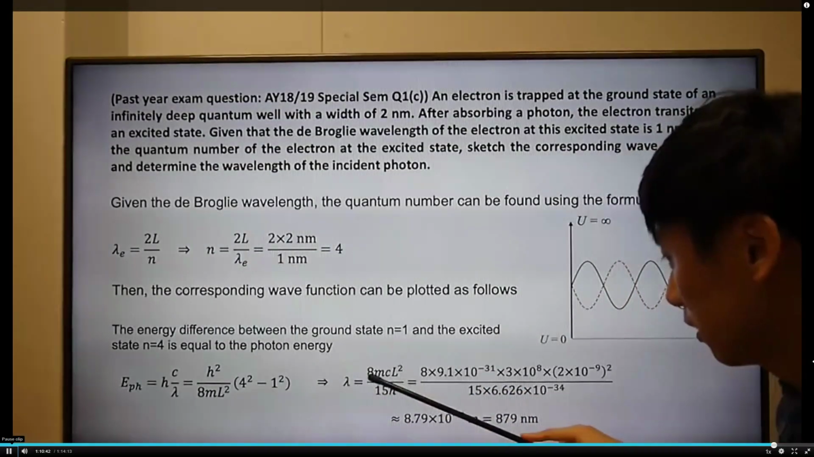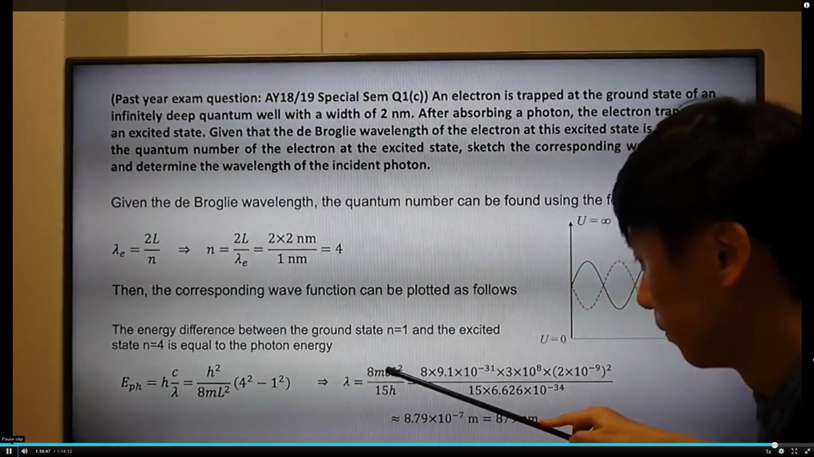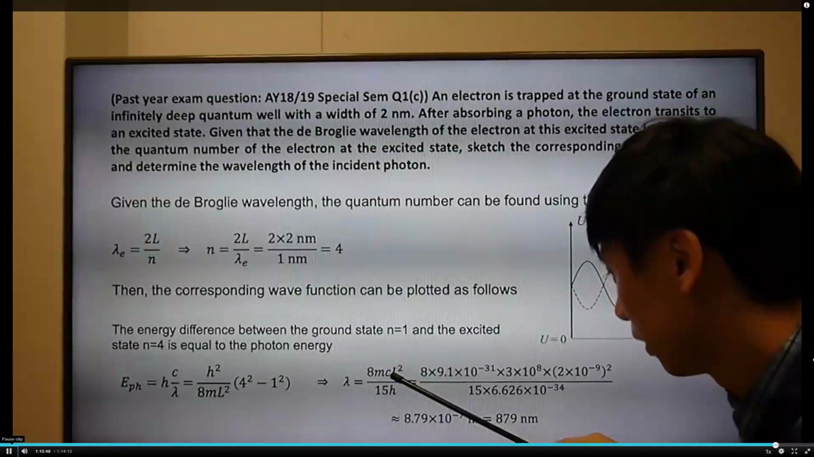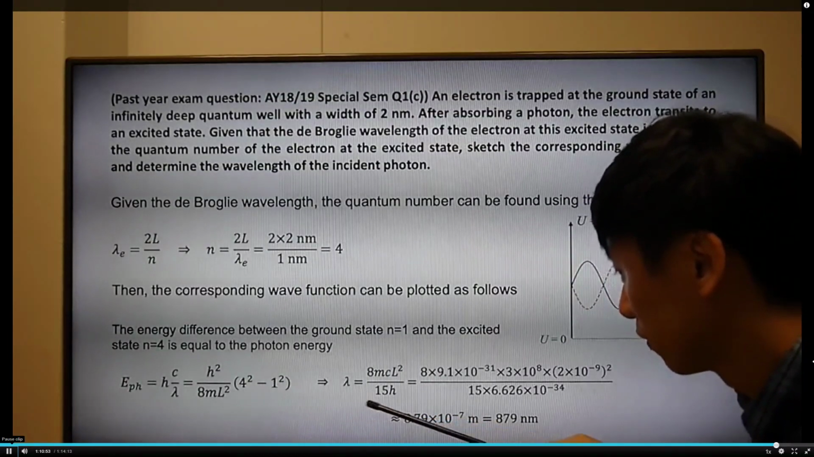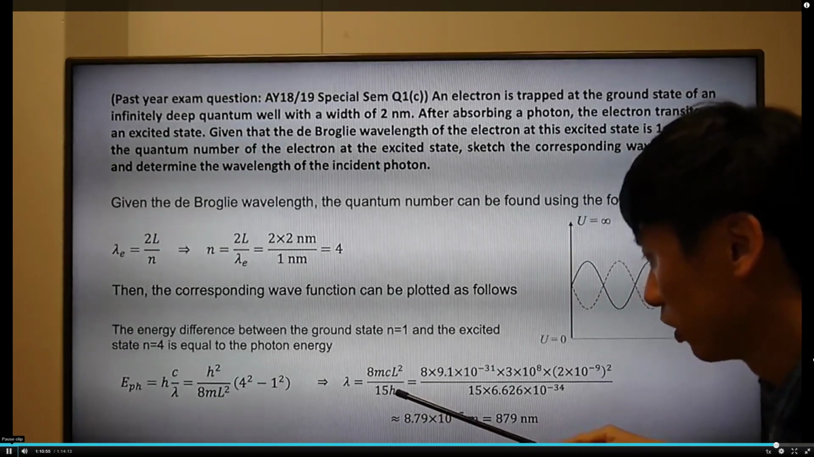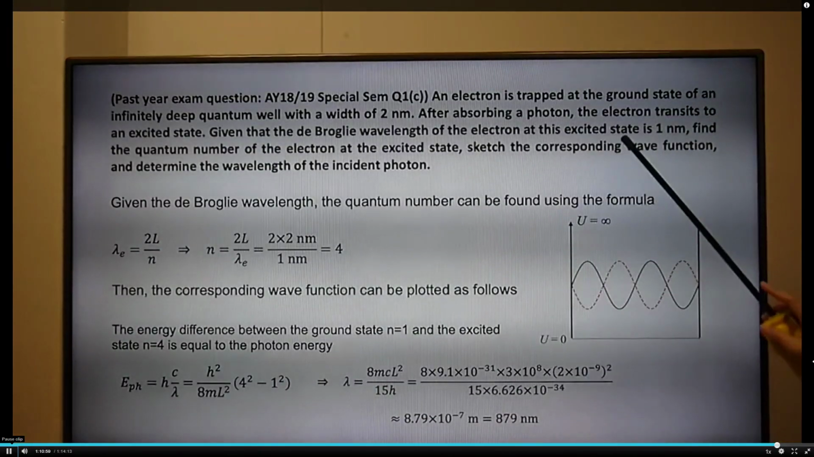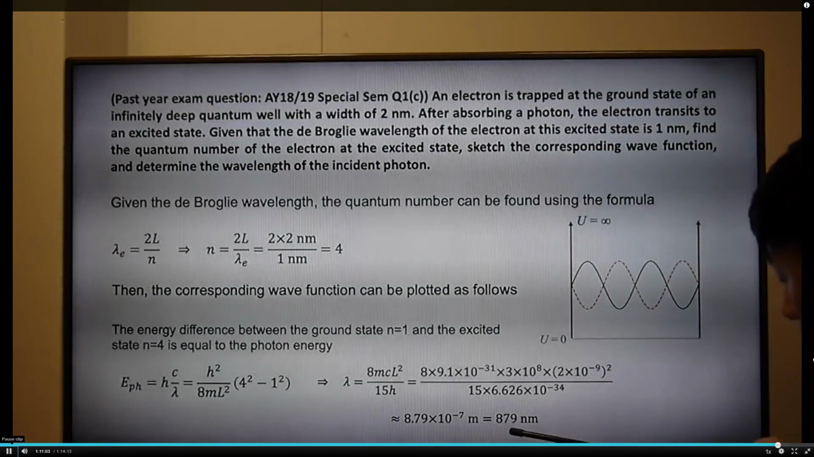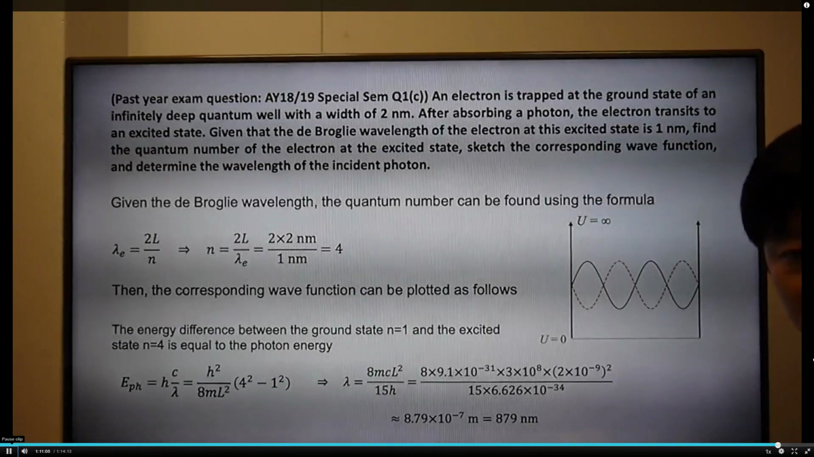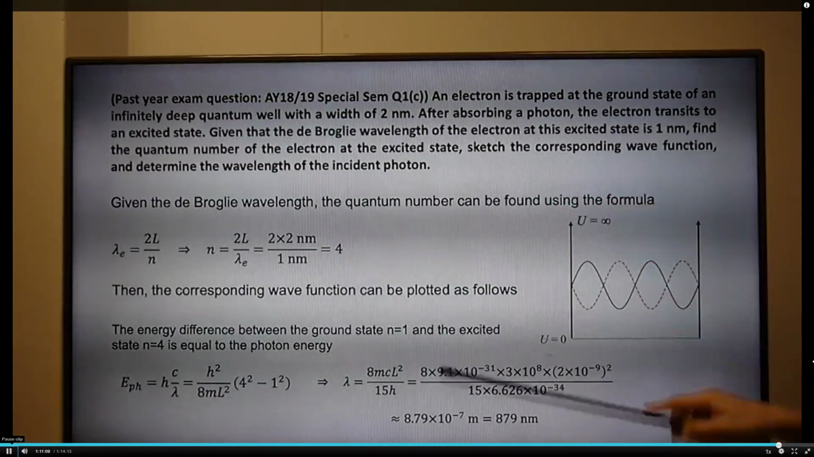Then lambda is 8mcL squared over this term, times the speed of light c, and 16 minus 1 is 15 right here, 15h. So the wavelength of the incident photon is 879 nanometer. This is the answer to this question.